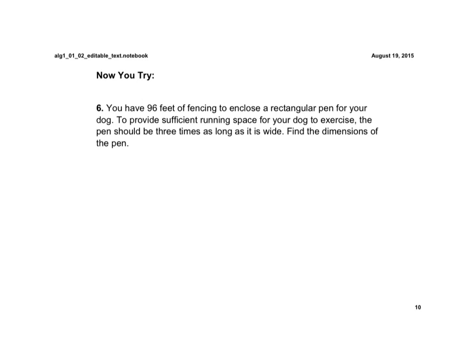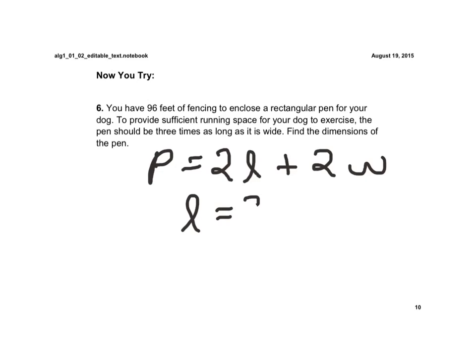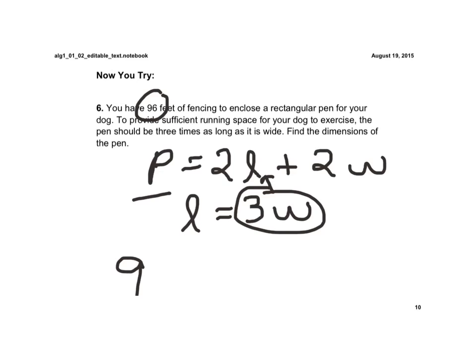Now I'd like you to try this one. The main thing here is that for perimeter of a rectangle, you're going to want to use the formula P is equal to 2 times the length plus 2 times the width. And remember, they want the length to equal 3 times the width. So you're going to end up substituting this in for L. And you know that you have 96 feet of fence, which is your P. So the equation you're going to end up solving is 96 is equal to 2 times 3 is 6W plus 2W. And now solve that equation.